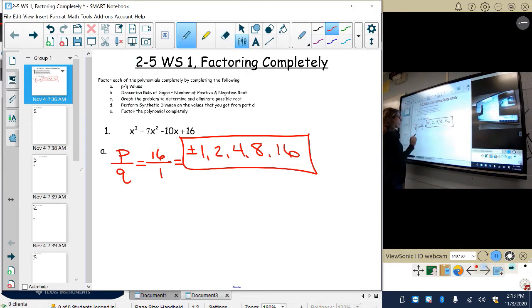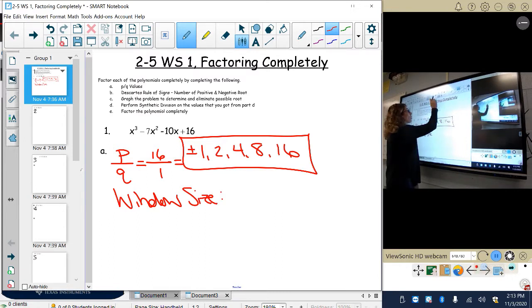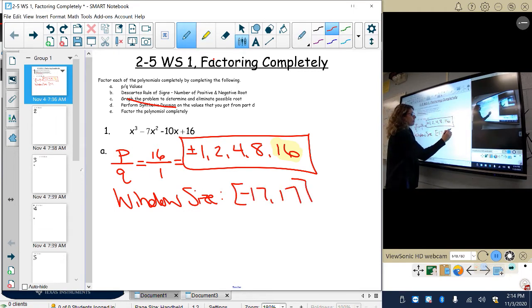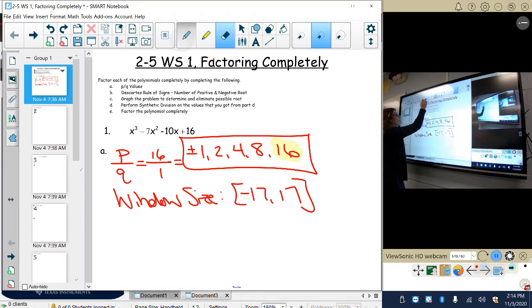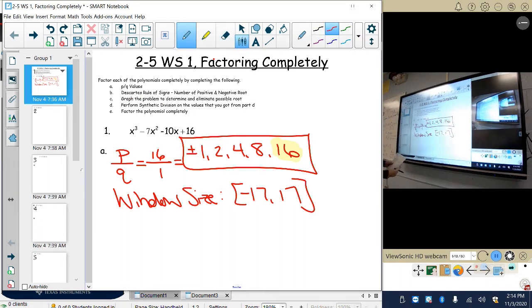So that is it. Now, the window size that I need to be in to look at my function is going to be taking the largest number here, and then going ahead and saying that it's negative 17 to positive 17. Yes? Okay, so that is the p over q values.